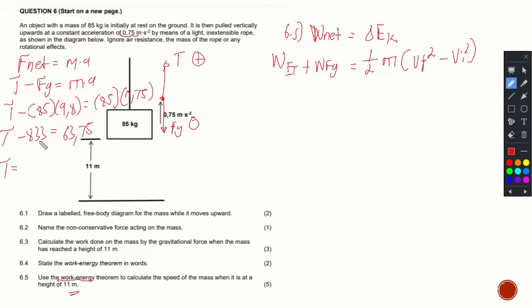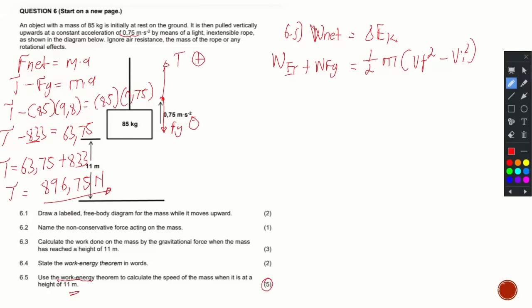Now at this point, to find the tension, we must simply transpose this over to the side. 63.75 plus 833. Then we find that our tension force is 896.75 newtons. Right, so that's the first step. Note that this is 5 marks.